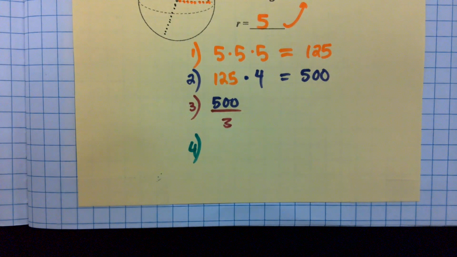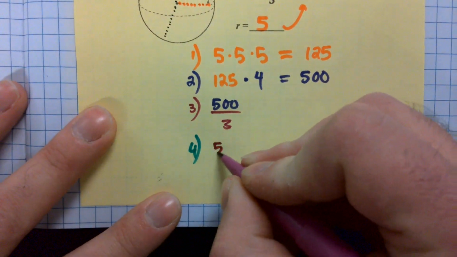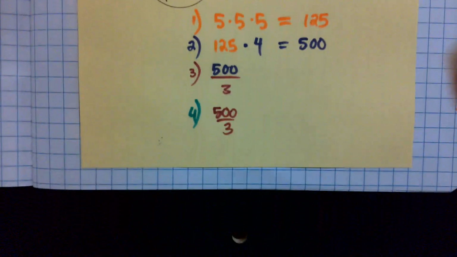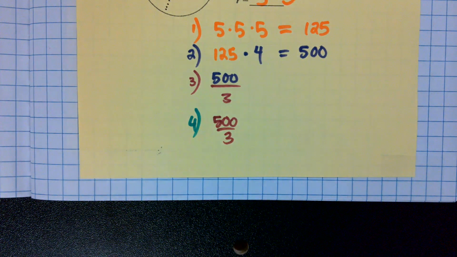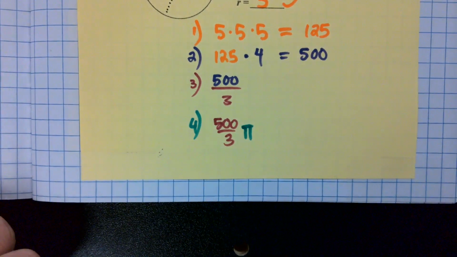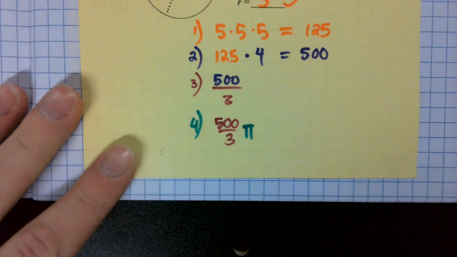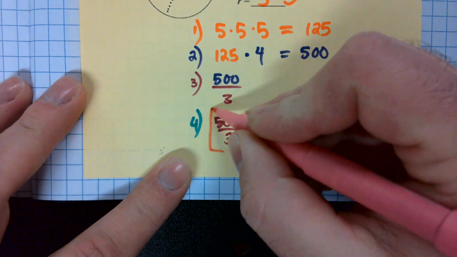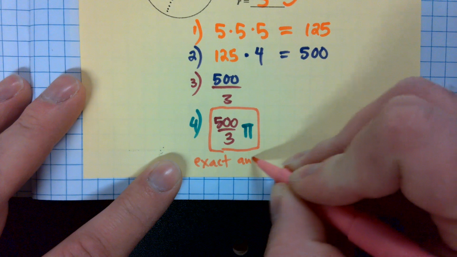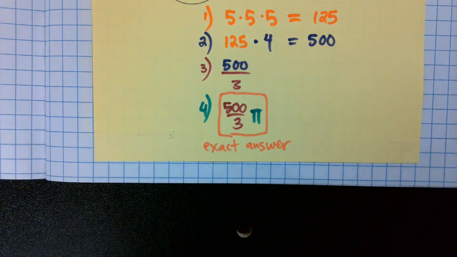And we'll do step 4, which is taking 500 over 3 and doing what? Multiply it by pi. Here's our exact answer. 500 over 3 pi.